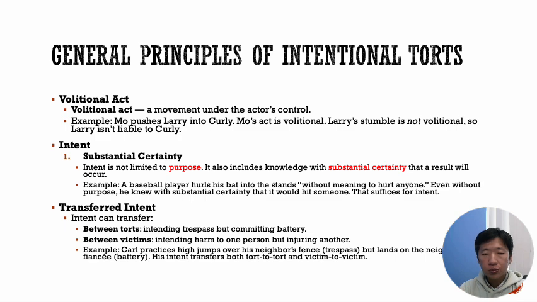For example, Mo pushes Larry. This one is volitional act. But Larry stumbled and hit Curly. Mo's action is volitional, but Larry's stumble is not volitional because it's just a reflex. So Larry isn't liable to Curly. That is how we define volitional act.